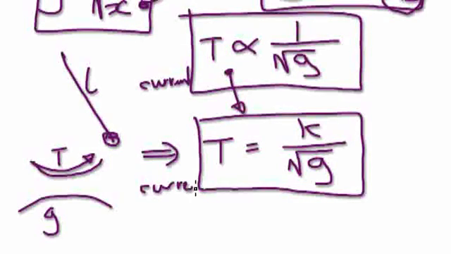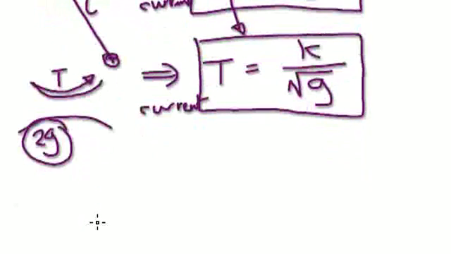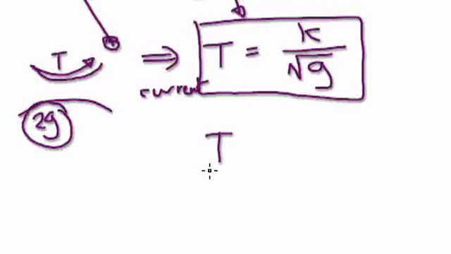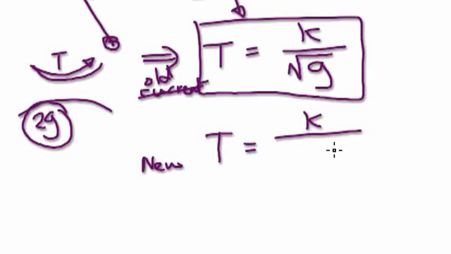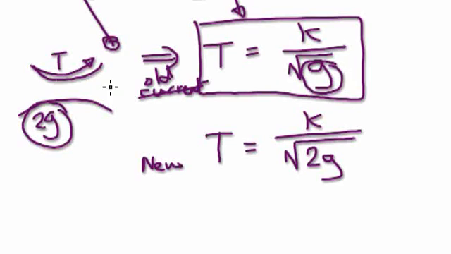So this is current. Now let's look at a new situation where we double the gravity. So now gravity is 2g. Now looking at the new time, let's call this old. So our old time is this, and our new time would be T equals a certain number over the square root of 2g. Because in the old situation gravity was just g, but now in the new situation we doubled the gravity. We wanted to know what would happen to t when we double gravity.